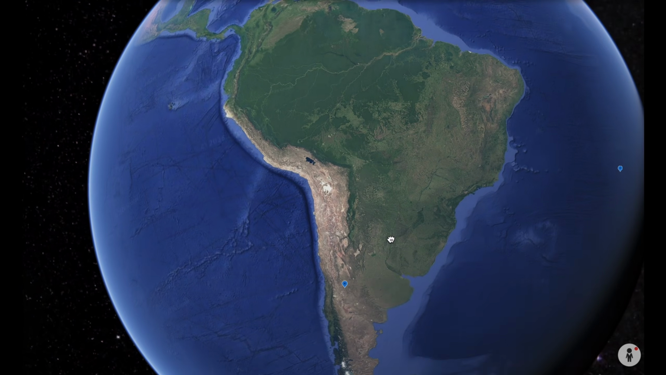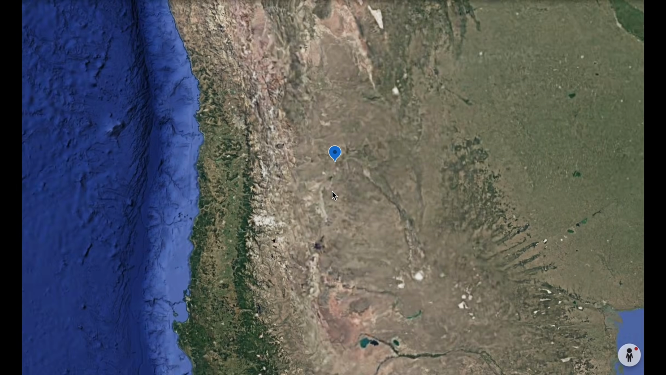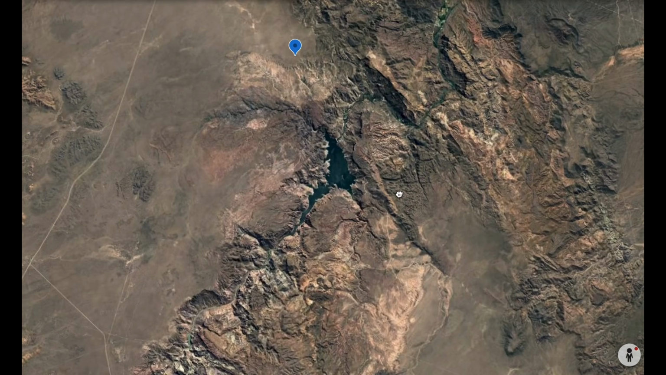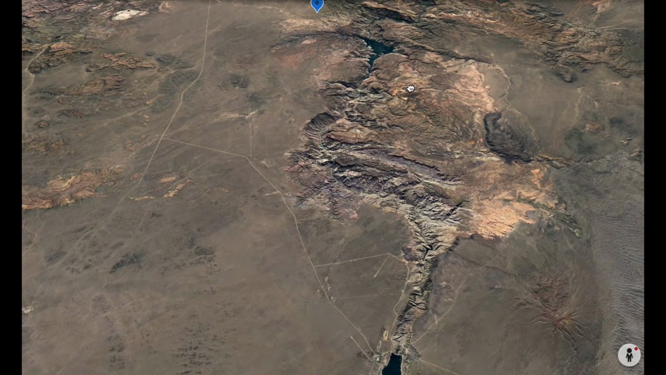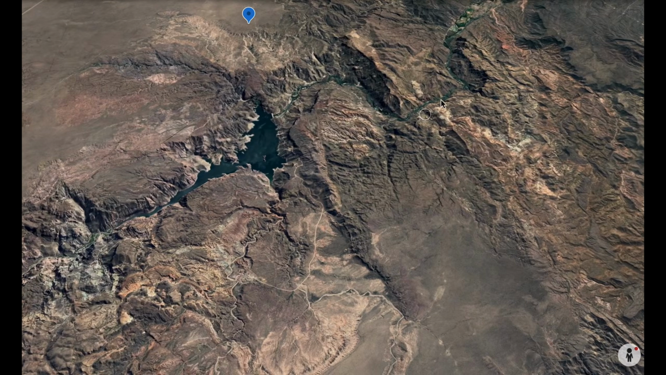Ladies and gentlemen, we are in South America. We are going into the country of Argentina to a canyon that is known in the native tongue as Cañon del Atuel. Tell me if I'm pronouncing that correctly.